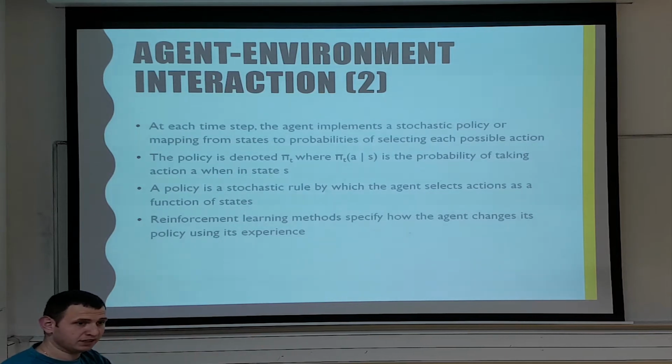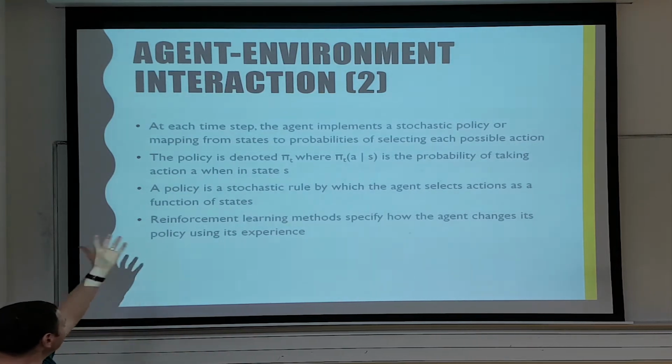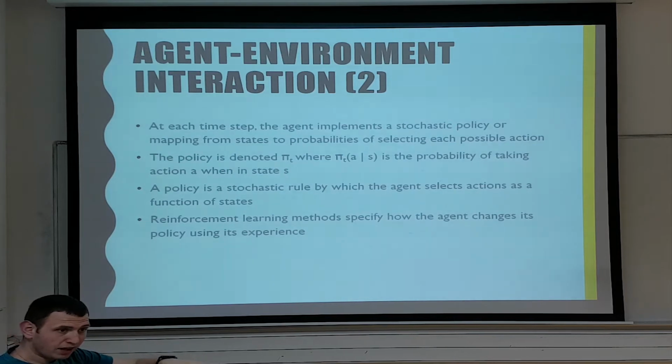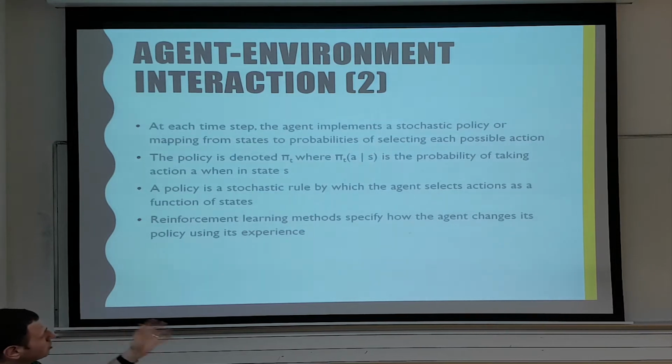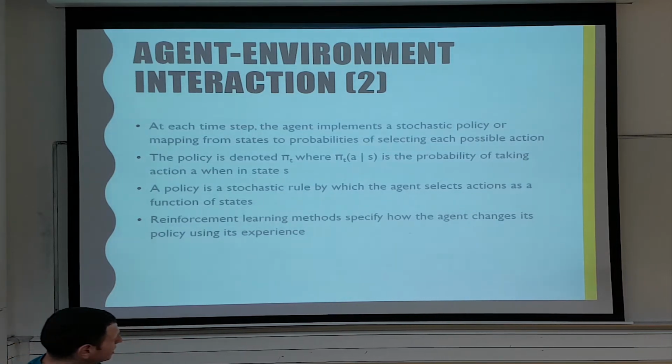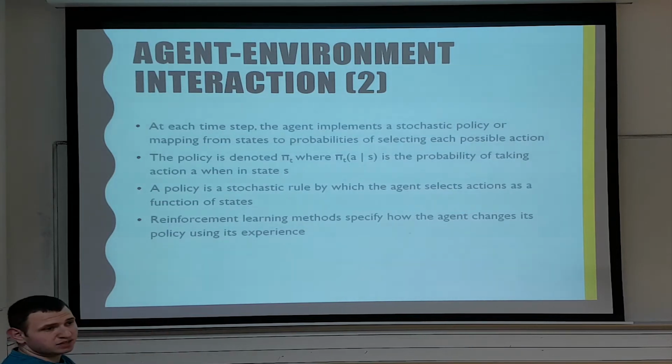Each policy defines our probability to take some actions, and then I want to maximize my reward by giving more probability to actions that give me the better reward in the end. So a policy is a stochastic rule by which the agent selects actions as a function of the states. The following learning methods specify how the agent changes its policy using the experience. The experience is our episodic games.